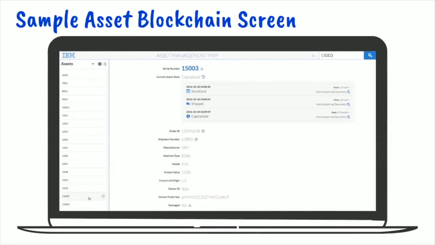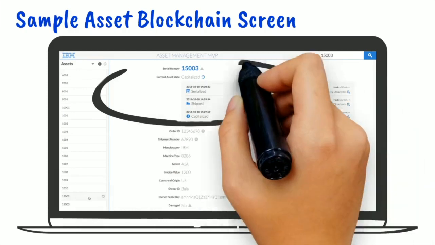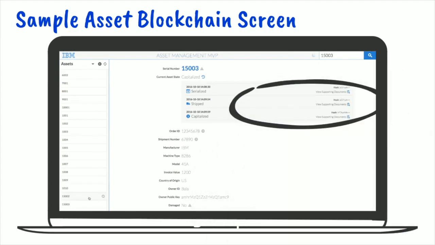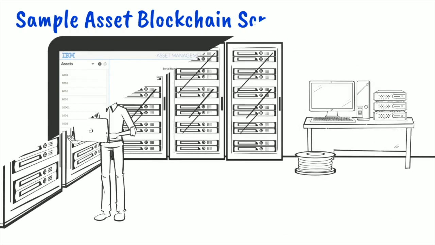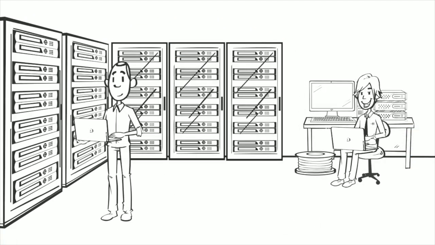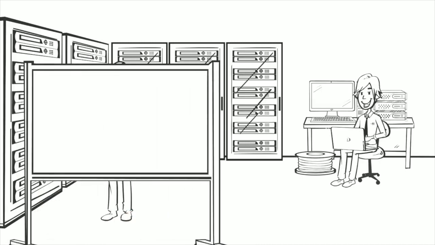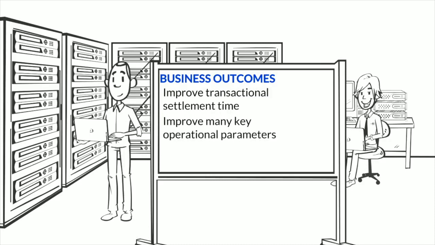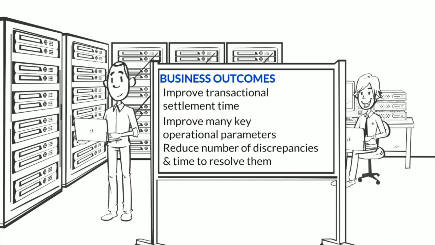Here is a sample screen that illustrates shadow chain benefits. By recording key events in the asset blockchain record, for example, serialization, and as soon as it is shipped, triggering the global fixed asset process and recording capitalization, settlement transaction time will be reduced. All of these events have a common hash proof we're keeping in the blockchain. By providing an immutable, non-repudiable version of each asset transaction, we'll improve transaction settlement time, which for some processes can take up to 30 or even 90 days, improve many key operational parameters, and reduce the number of discrepancies and the time to resolve them.